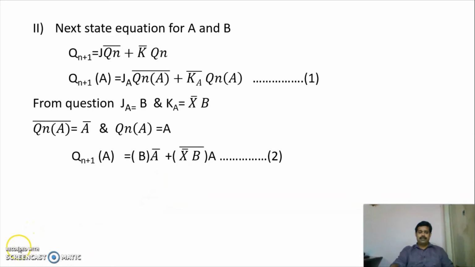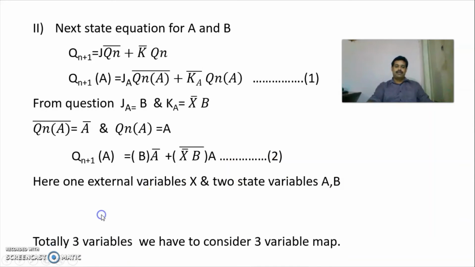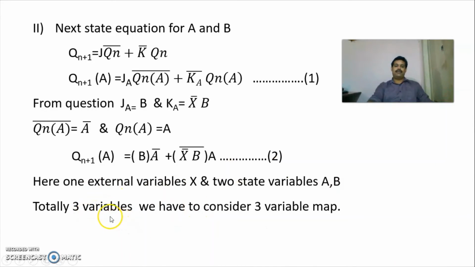Here we are having one external variable X and two state variables A and B. So you have to go for a three variable map. Since you are having three variables X, A and B, you have to go for a three variable map.